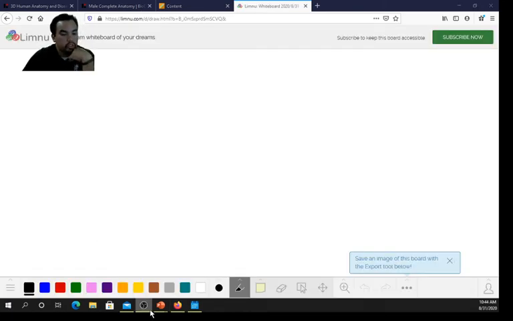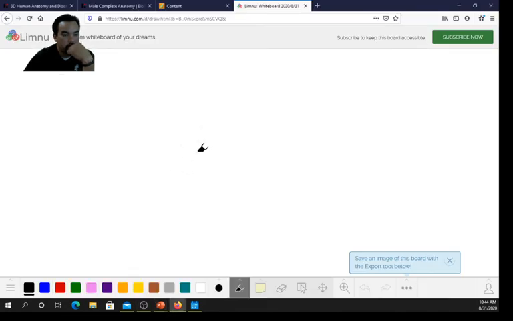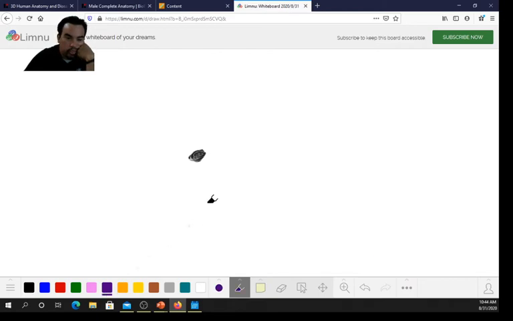Okay, so here we are with our whiteboard. And so if I have a force, right? So what we're talking about is torque. So we'll draw a little wrench. Right there. It's a beautiful wrench, I know. So torque is all about applying force from this object here into this one focal point.